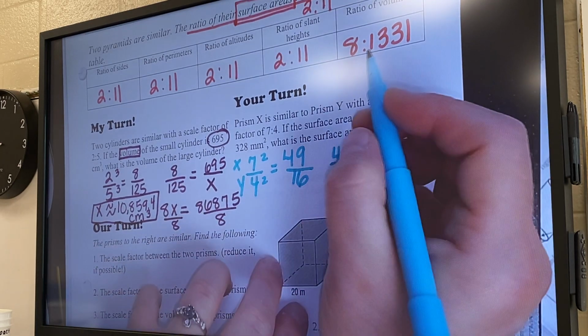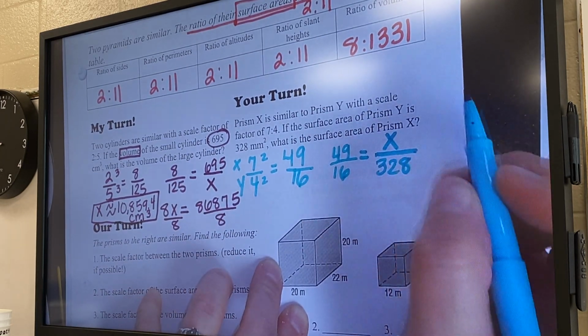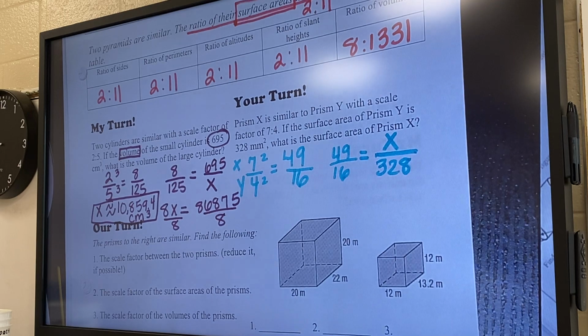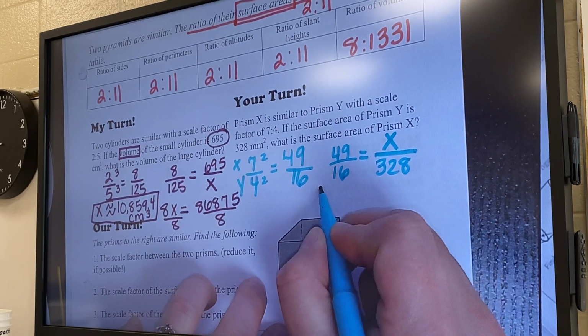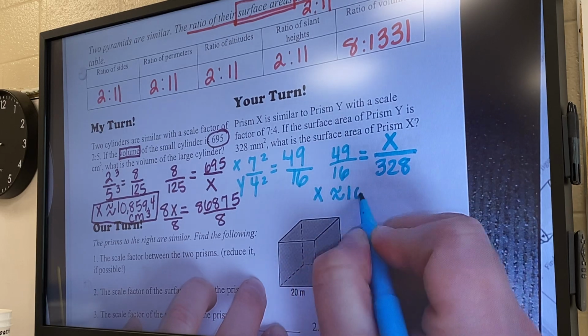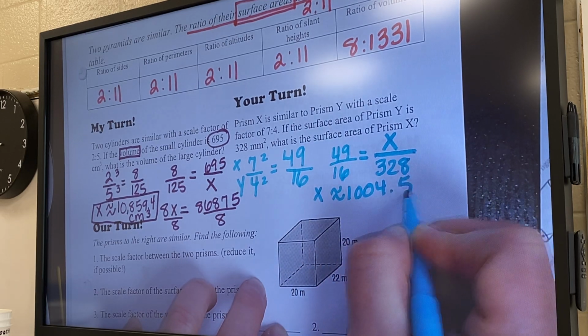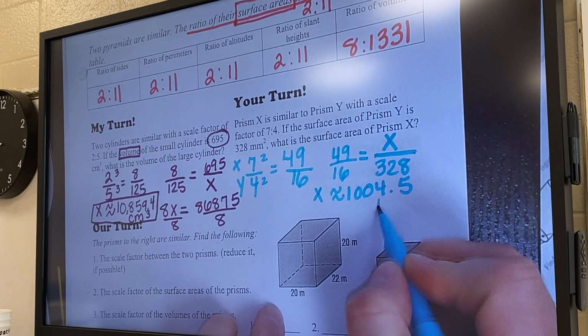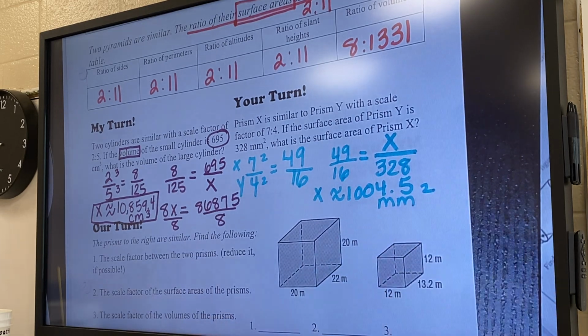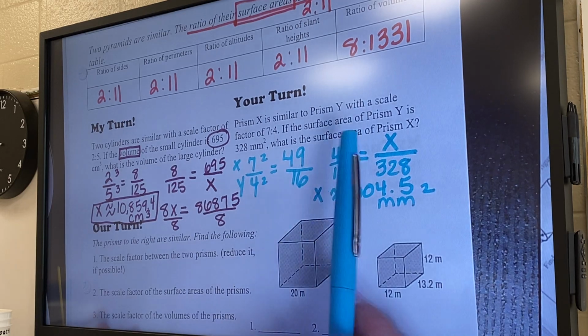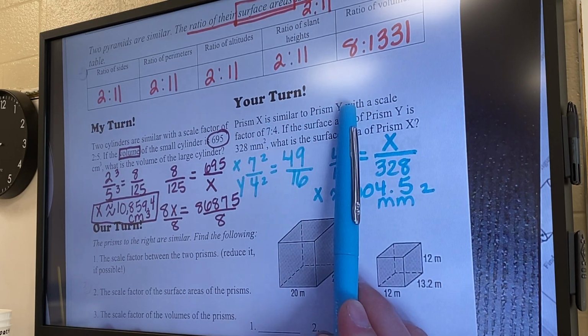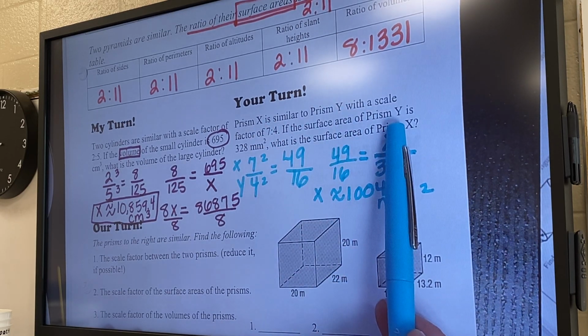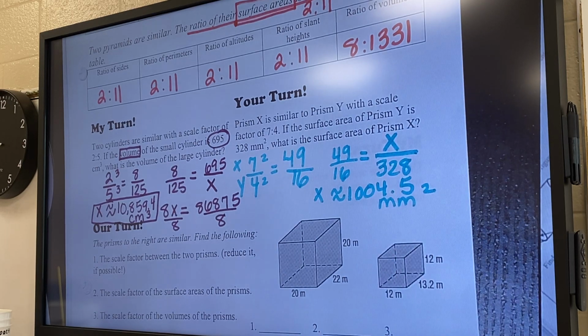16,000 and 0.72. Did you divide? 30? Oh, no. 1,004.5. Alright, so X is approximately 1,004.5, and what's the unit? Millimeters squared. Wait, why did this number go on the bottom but the other one go on top? Because they told us it was X to Y, and then this is Y. So the X is across from X, the Y is across from Y.